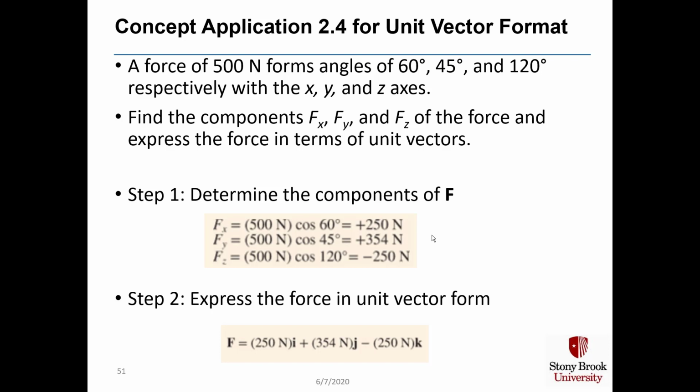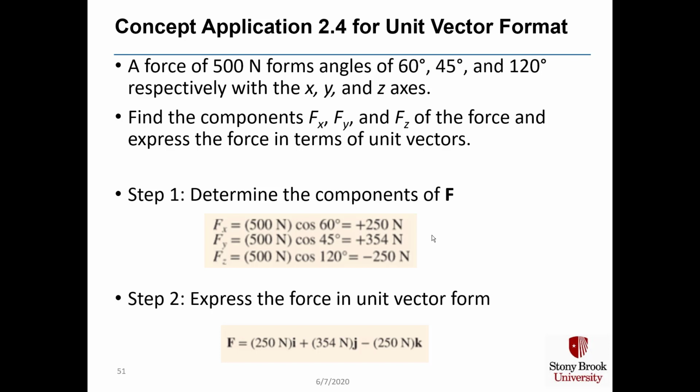Here is concept application 2.4 for our unit vector format. A force of 500 newtons forms angles of 60 degrees, 45 degrees, and 120 degrees, respectively, with the x, y, and z axis. Find the components f sub x, f sub y, and f sub z of the force. Express the force in terms of the unit vectors.